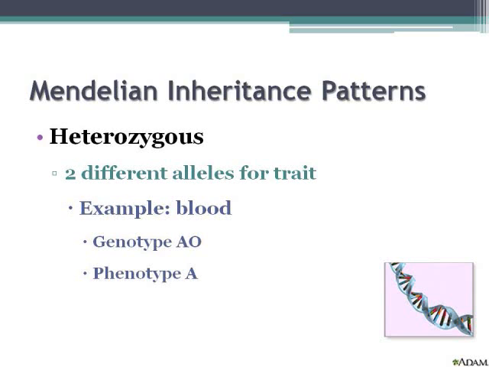Heterozygous. There are 2 different alleles for a trait. Use the same example, blood. The individual may have inherited an A from one parent and an O from the other, so that's a genotype AO. The phenotype is A.